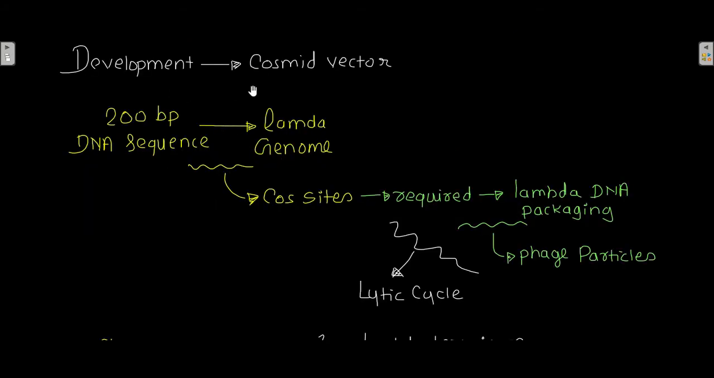Now, the development of this Cosmid vector was based on the observation that 200 base pair DNA sequences in the lambda phage genome, which are known as cos sites, are required for lambda DNA packaging and for the formation of phage particles during the lytic cycle. During the lytic cycle, the cos sites are required to package the DNA to produce the phage particles. And these cos sites are about 200 base pairs in length.